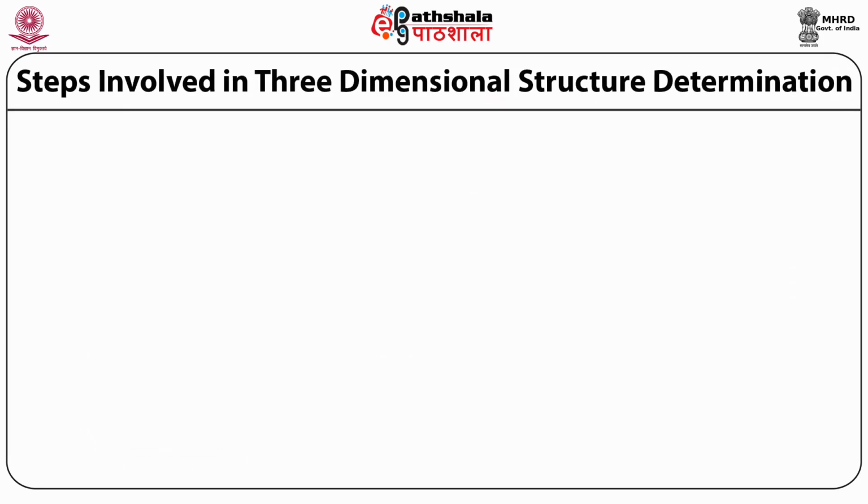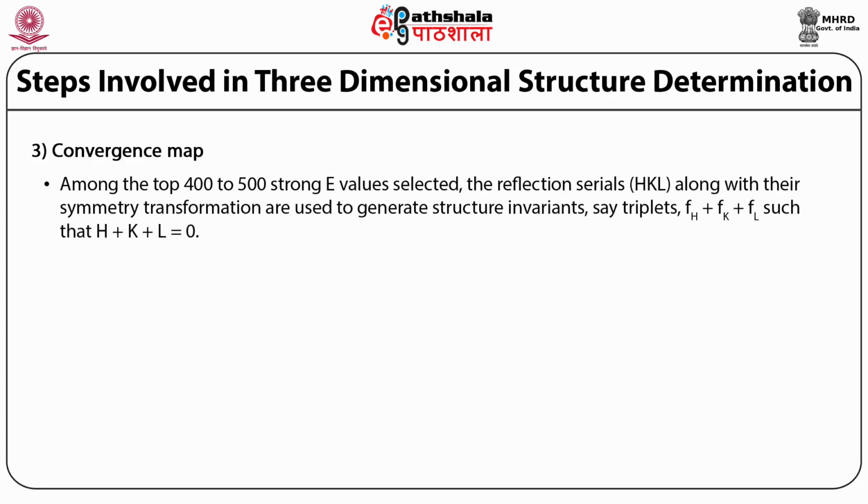Here we come to an important step known as the convergence map. Among the top 400 or 500 strong E values selected, the reflection indices HKL along with the symmetry transformations also have to be used to generate structure invariants, say triplets, phi H plus phi K plus phi L, such that H plus K plus L equals 0.